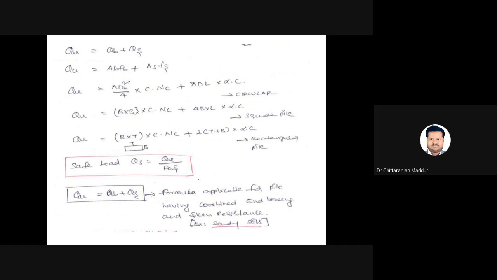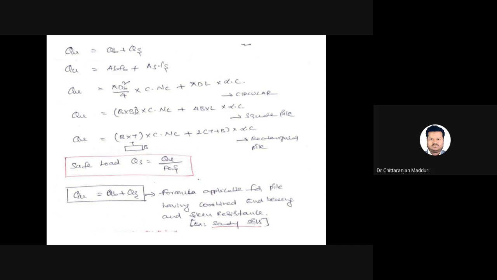So for a square pile, the area of the pile at the bottom is equal to B into B into C Nc. C Nc means the bearing capacity of the base, plus 4B into L, and alpha into C. 4B into L is the surface area of the pile, alpha into C is the shear resistance of the pile surface. So for a rectangular pile, the area is B into thickness T into C Nc plus 2 into (T plus B) into L into alpha into C.